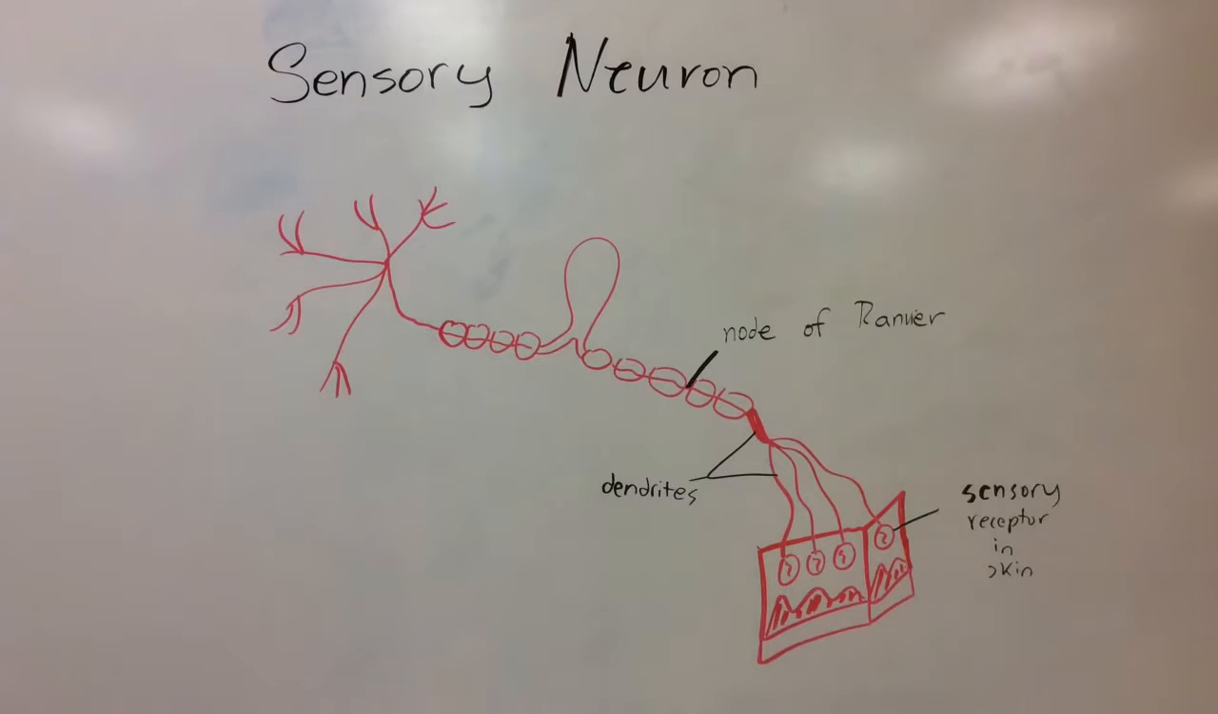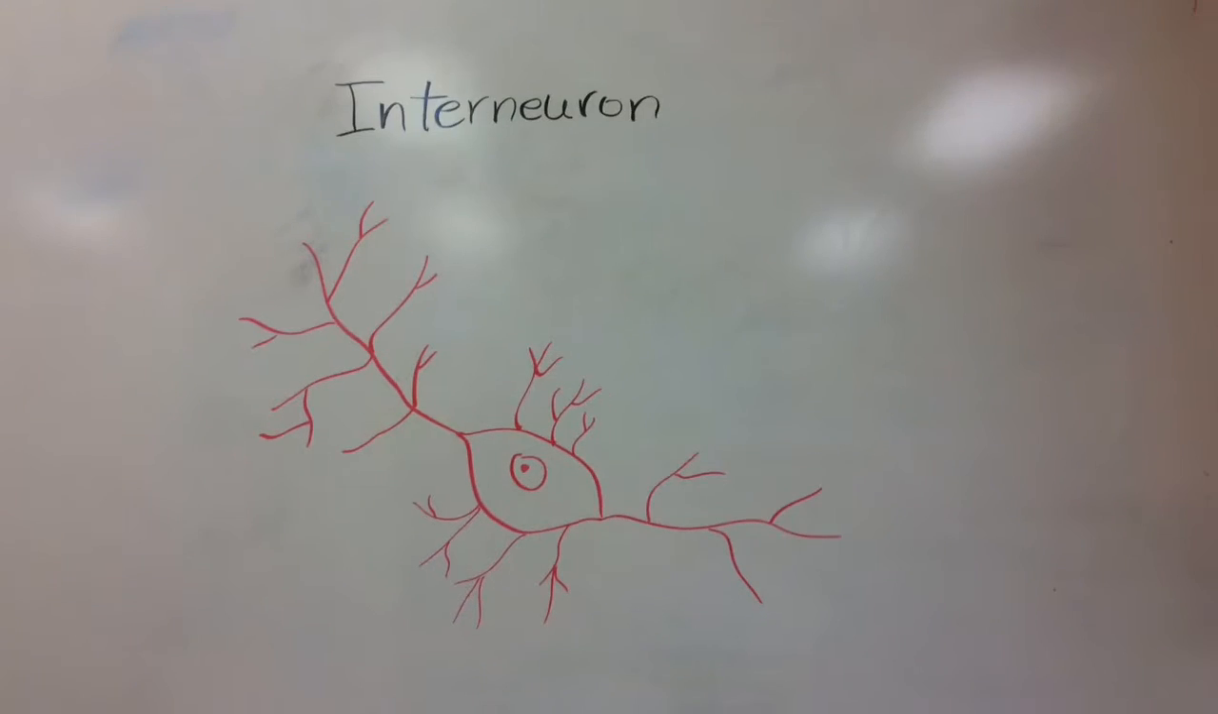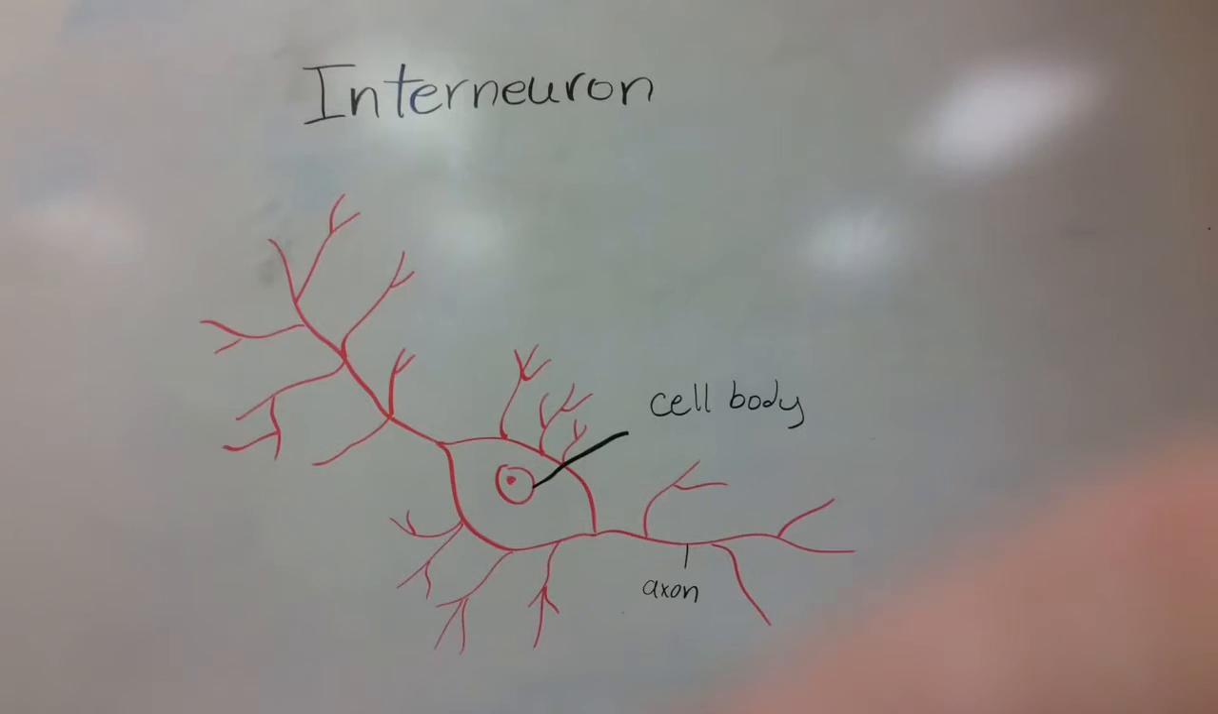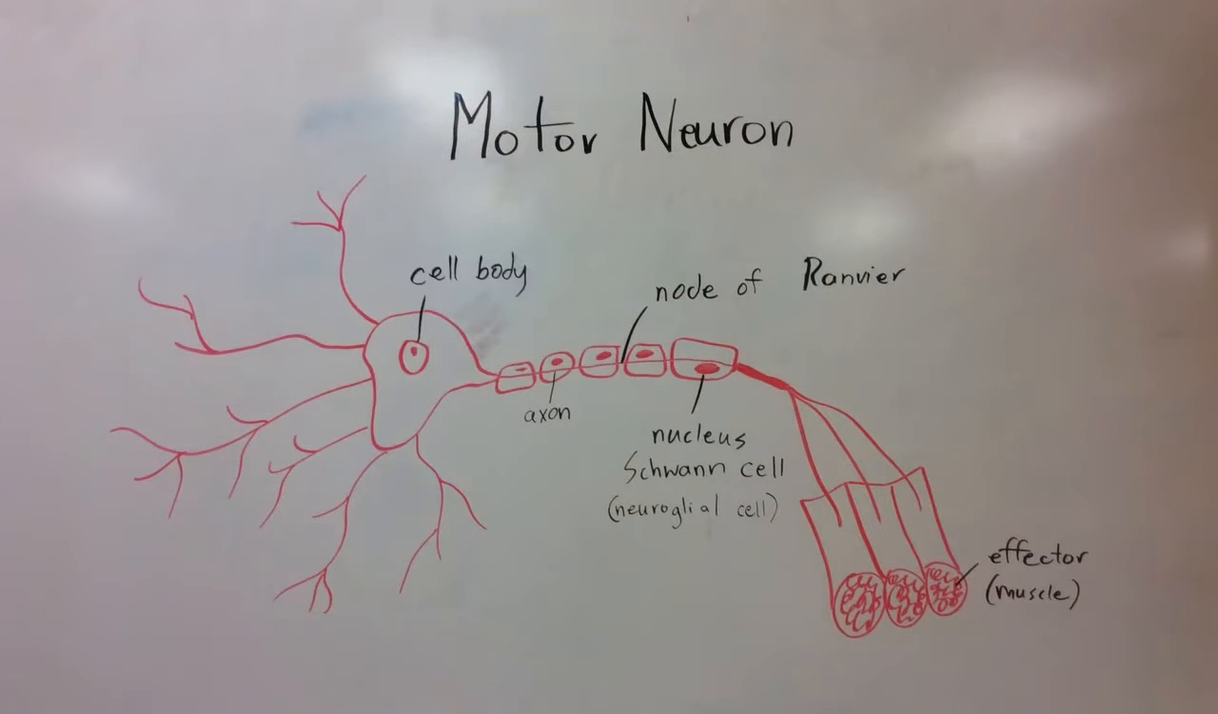The spinal cord, which is in the central nervous system, from the sensory receptor. The interneuron connects the sensory neuron with the motor neuron. Motor neuron conducts the impulse from the central nervous system to the effector.